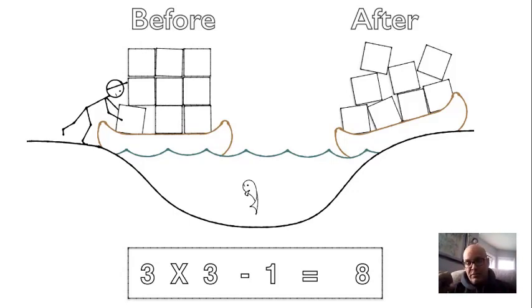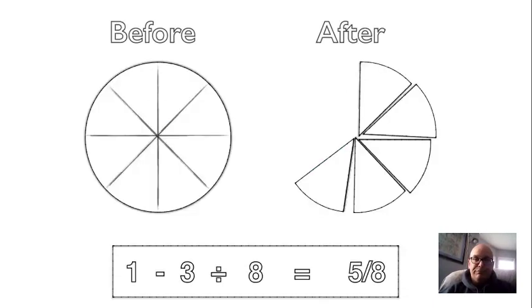Then he goes across the river. How many boxes does he have in his boat? 1, 2, 3, 4, 5, 6, 7, 8. So 3 times 3 minus 1 equals 8. Do you see the story? The math written out as numbers doesn't look like a story. But when we think about it, we can make a story about it. And then it can kind of make sense to you what you're doing. Let's try one more math story.